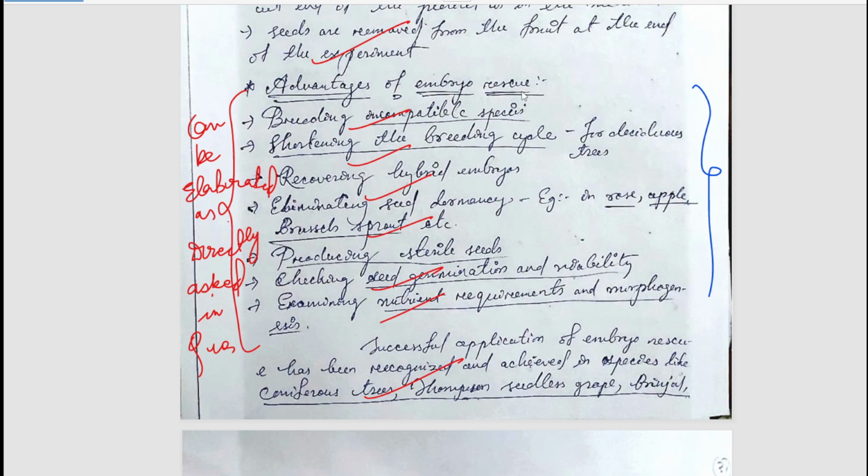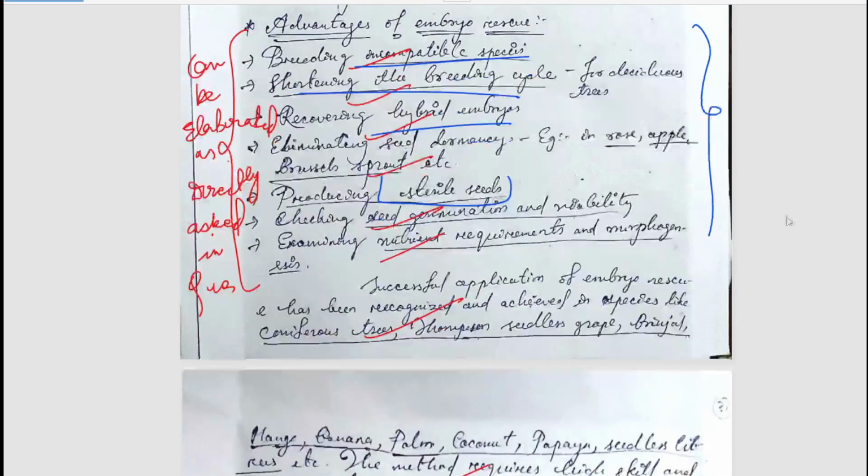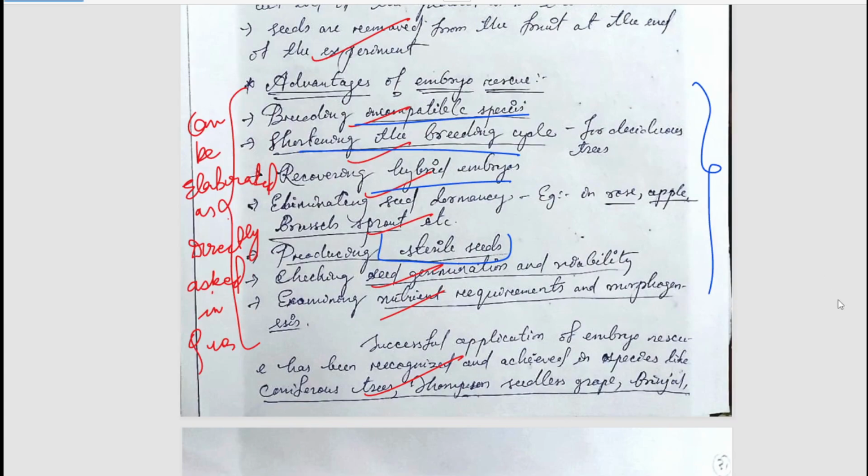So, advantages of embryo rescue. It is useful in breeding of incompatible species, shortening the breeding cycle, recovering hybrid embryos. At 10 points you can see producing sterile seeds. So you can simply pause and read it. Only 10 points, but it should be explained. A good value should be given to this part of the question.